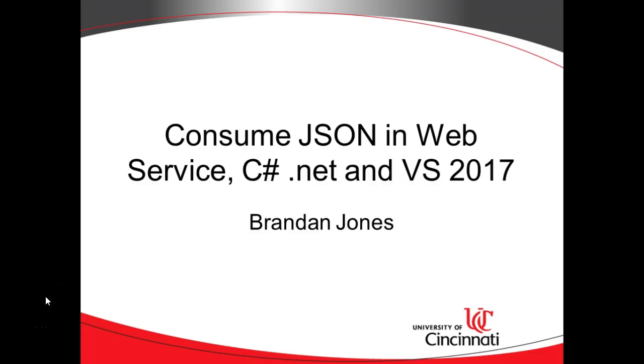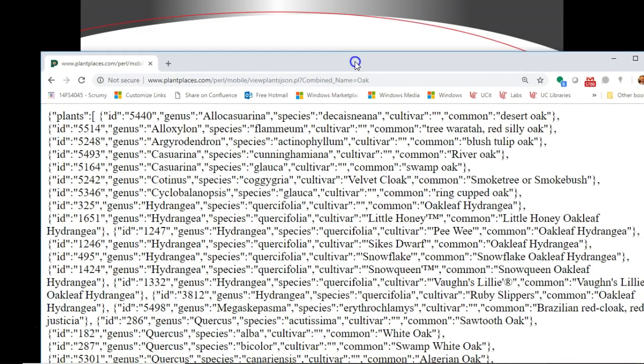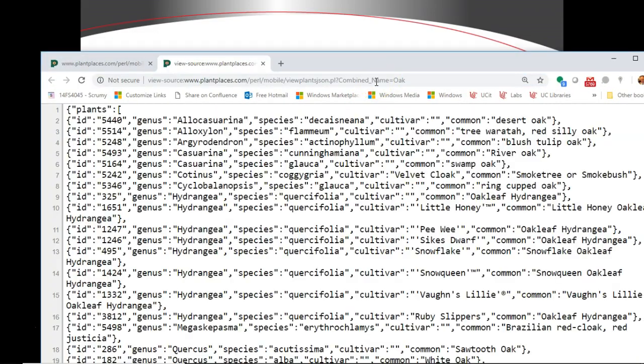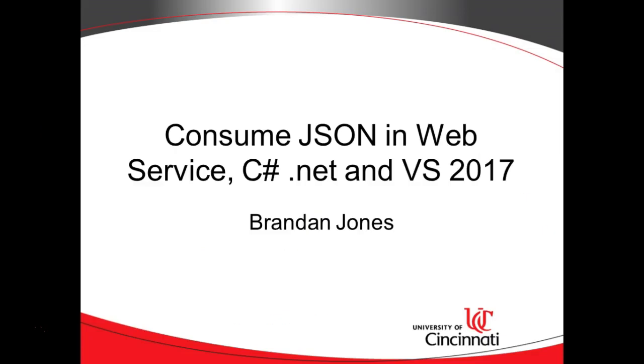In this video, we're going to take a look at how to integrate some disparate data using C#.NET and Visual Studio 2017. It's a bit of a unique case because we're going to consume a JSON feed, and it will be this JSON feed right here, which is essentially a list of plants, genus, species, cultivar, and common name. And then we're going to apply some business logic, and we're going to activate all of this and output it using a web service.